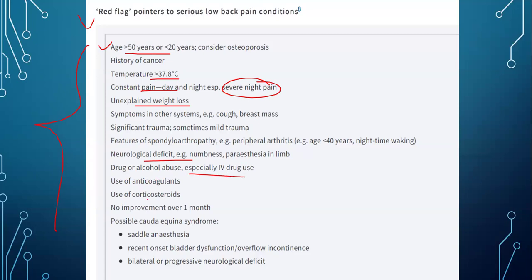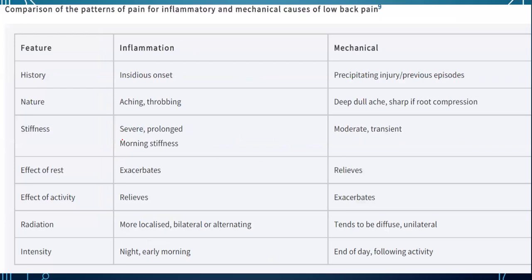Patients who are IV drug abusers, steroid users, no improvement of the pain after a month, and features of cauda equina syndrome such as incontinence, saddle anesthesia, perianal anesthesia. Those are always important red flags. Okay. So for any patient who is coming to you with low back pain, these are the important questions that you need to rule out. And if any is present, you need to do some imaging.